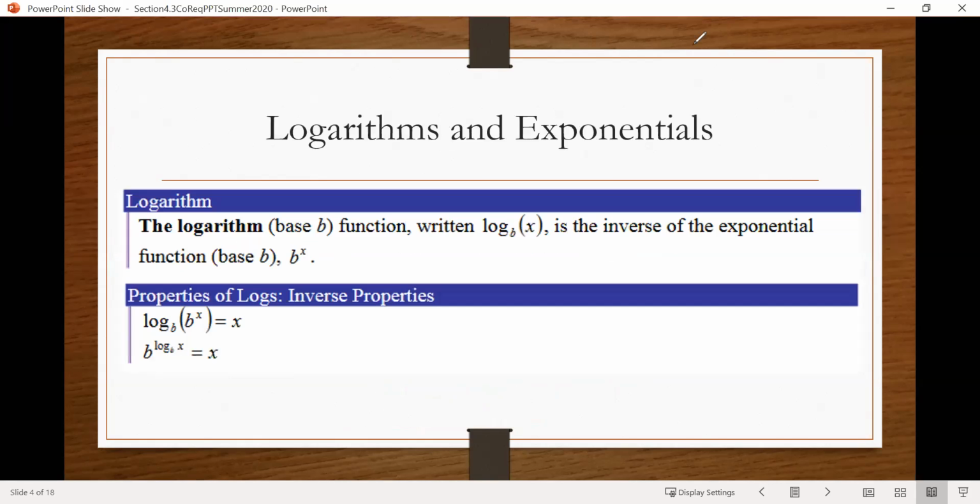All right, now because there's that relationship between logarithmic forms and exponential forms, it turns out that logarithms and exponentials are inverse functions of each other. And this is important because this allows us to solve equations.